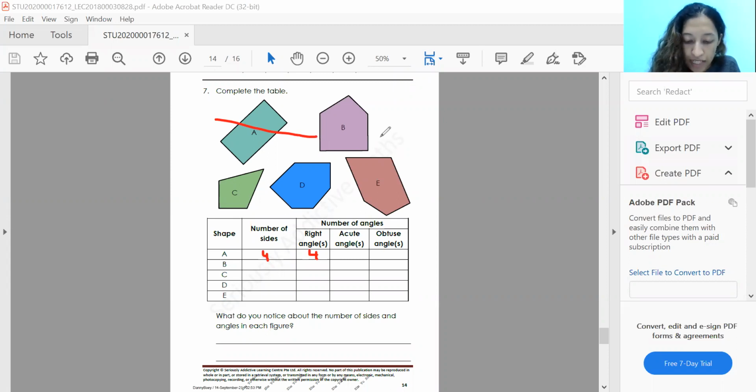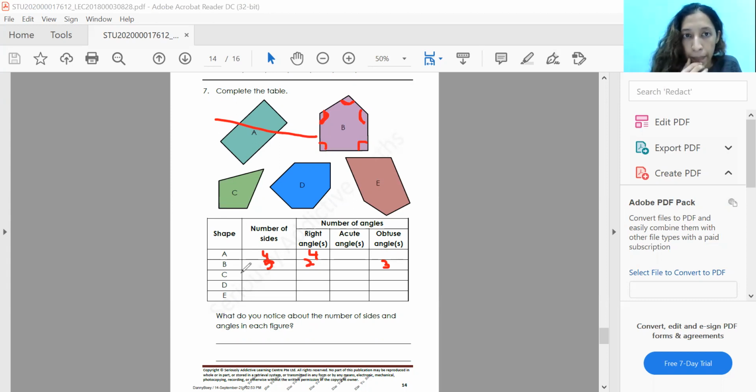Let's look at B. How many sides are there? 1, 2, 3, 4, 5. How many right angles do we see? 1 over here, 1 over here. So 2. How many acute angles do we see? Do you see any acute angles? Let's draw it out. 1, 2, 3. So there are no acute angles over here, because you can see that this is an obtuse angle. It's more than 90. So is this and so is this. So there are only 3 obtuse angles, no acute angles.